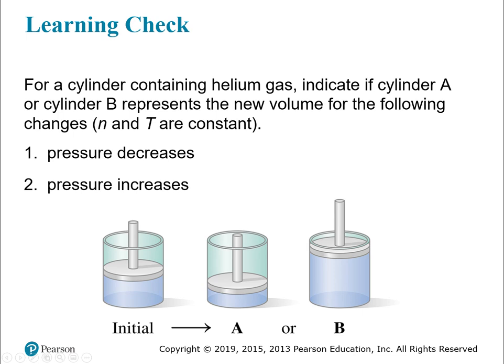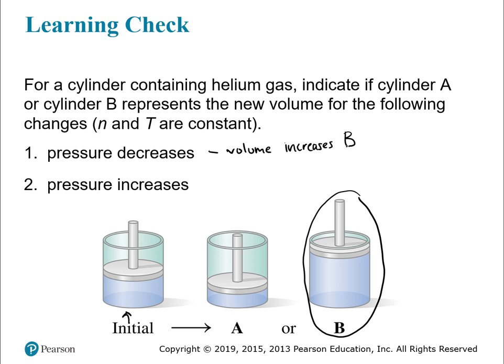So let's think through Boyle's law a little bit. Let's say we've got a cylinder that contains helium gas. We're going to keep the amount of gas and the temperature constant. If we change the pressure from what it is in this initial cylinder, and we decrease the pressure, what does that do to the volume? Well, we said that the volume and pressure are inversely proportional. So whatever happens to the pressure, the volume is the opposite. The pressure decreases, so that means the volume increases. That means that B is going to describe this situation because we have to have an increase. So that piston that's in the top is going to get pushed up.